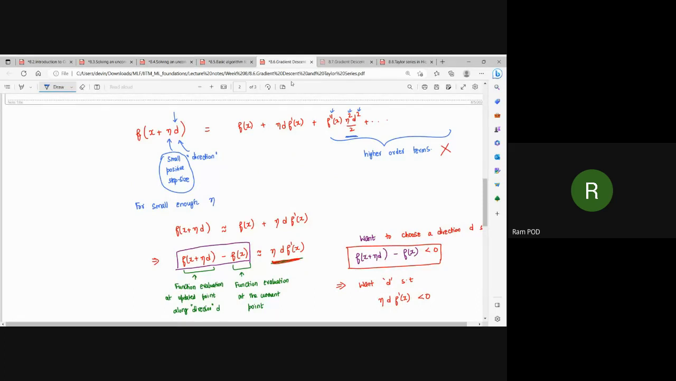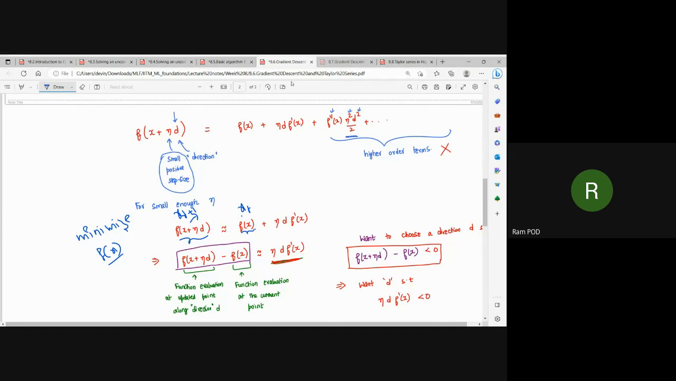So suppose let's say this is our xt plus 1, and this is our xt. We want to minimize our function, we want to minimize f of x. So in the direction in which you want to move, that is this xt plus 1, we want this f of xt plus 1 to be less than f of x. So basically we want this f of x plus eta d to be less than f of x.